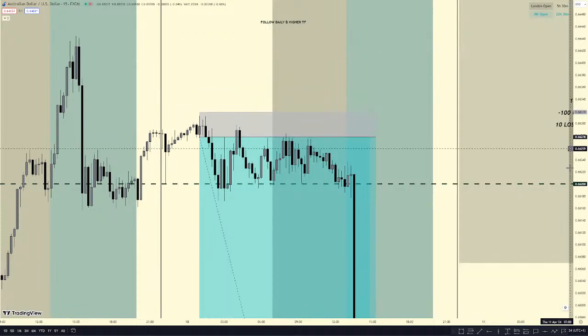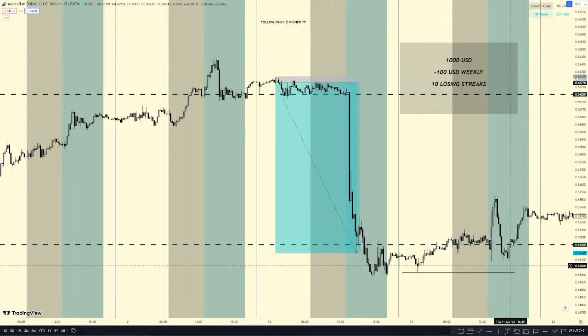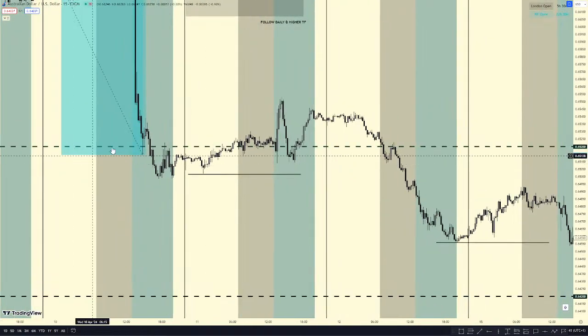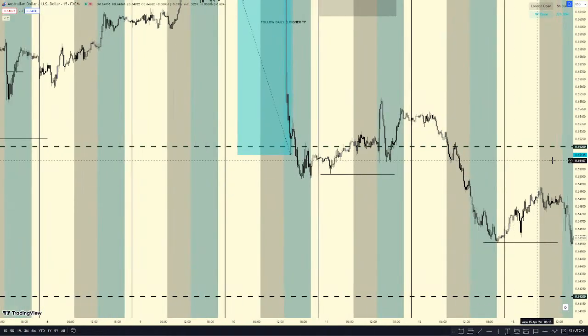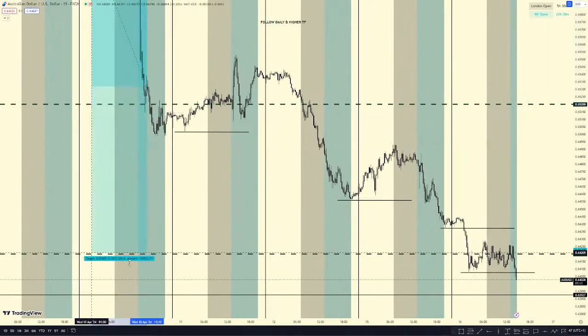And we have not even talked about the fact that if we are to eat the whole of this move, let's imagine that we are eating the whole of this move since that CPI, you will be in massive profit right now.